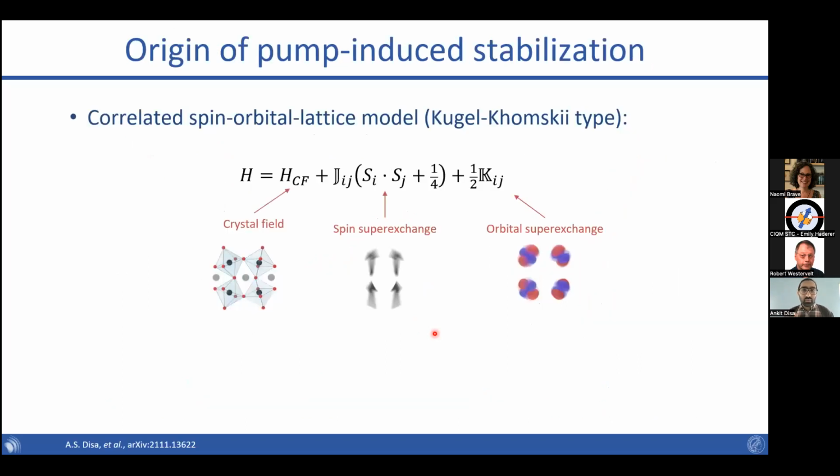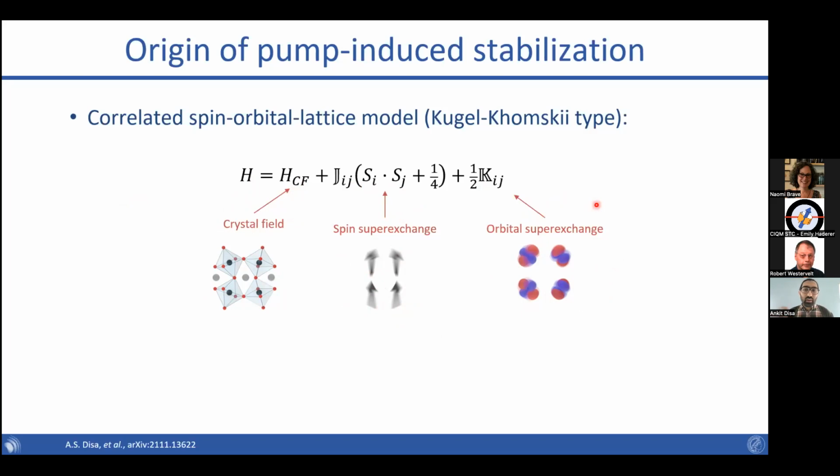Okay, so what is the origin of this pump-induced ferromagnetism? It's a complicated question based on dynamical spin lattice orbital coupling. But to try to answer this, we turned to our colleagues at Harvard and the Neuron Group, where they developed a theoretical framework based on the Kugel-Khomskii model. And I'm not going to be able to go into details here, but what I can tell you is that there are basically 3 contributions that are important. One from the static crystal field, which is set by the lattice. Another, which is the usual, I would say, spin-dependent superexchange, and another spin-independent orbital superexchange.